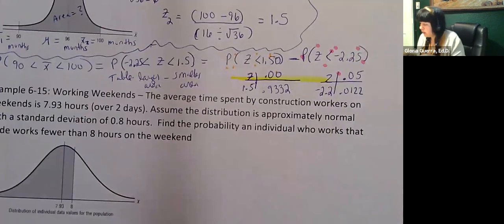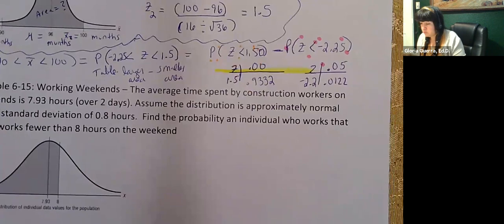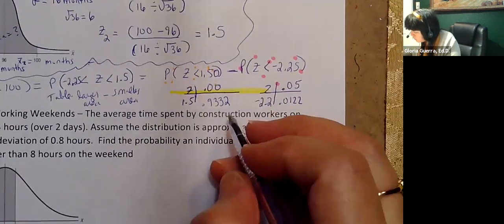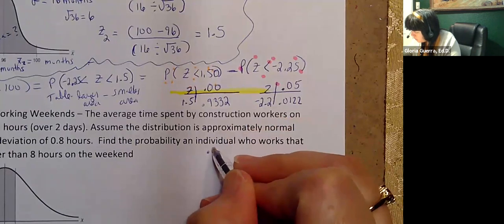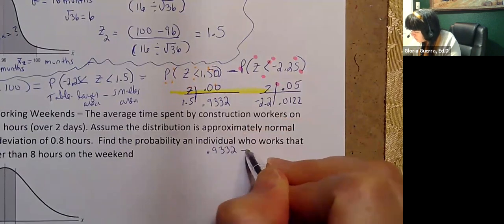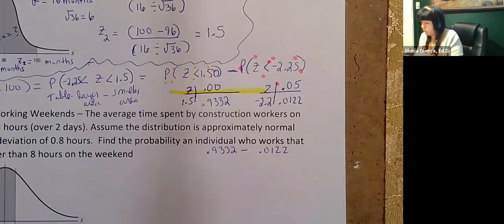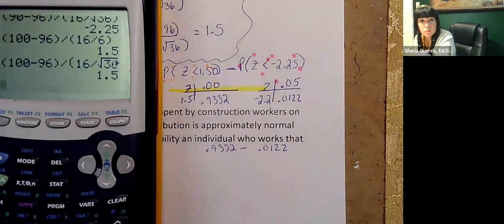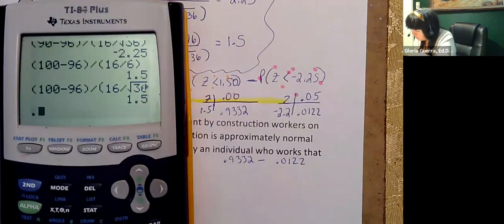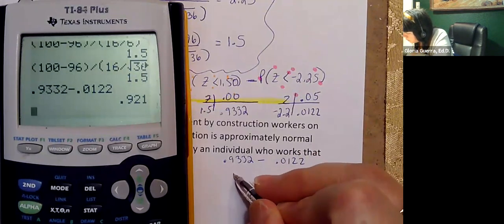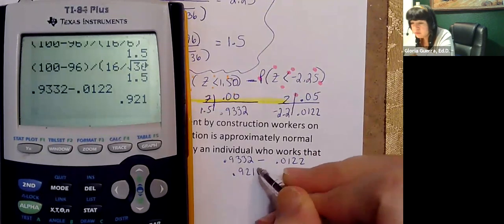And then we're going to subtract. The larger area, so I'm subtracting 0.9332 minus 0.0122. So I have 0.9332 minus 0.0122, which is 0.921 and then the 0.